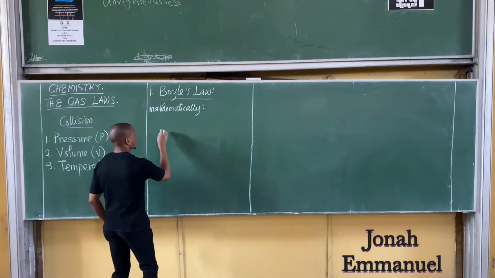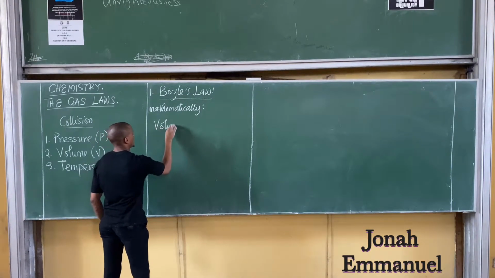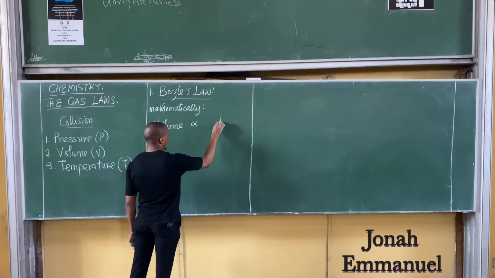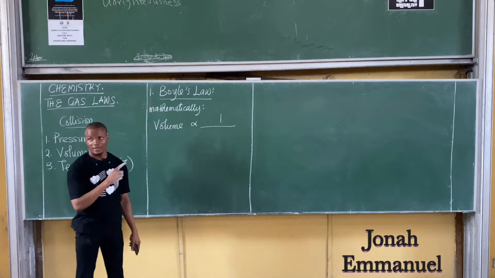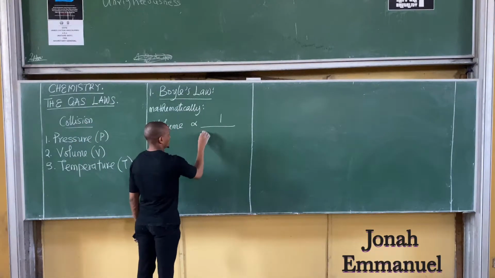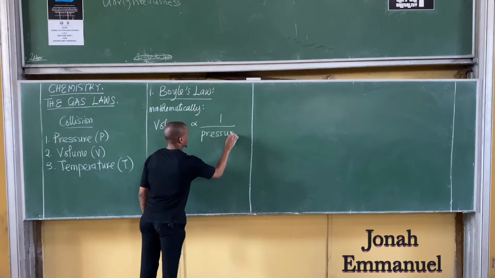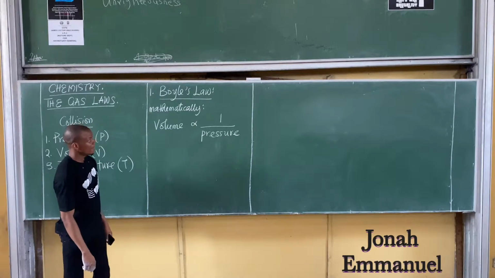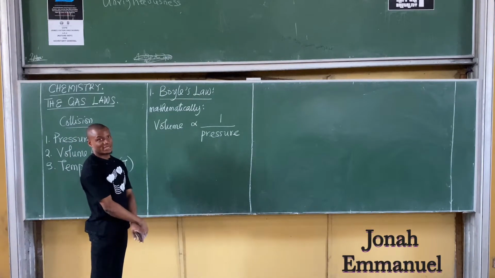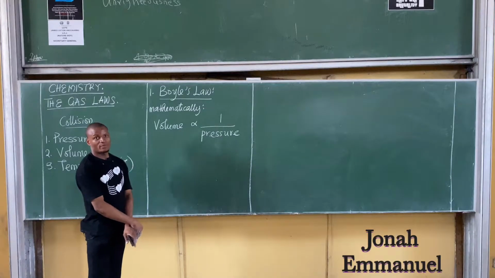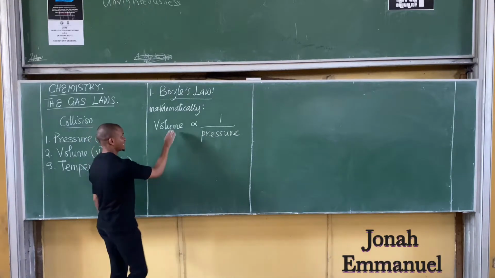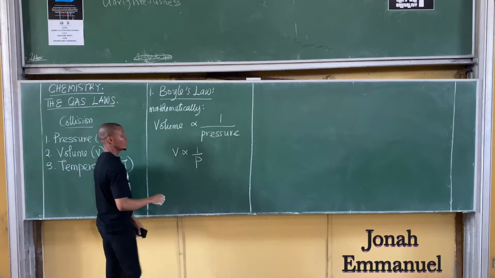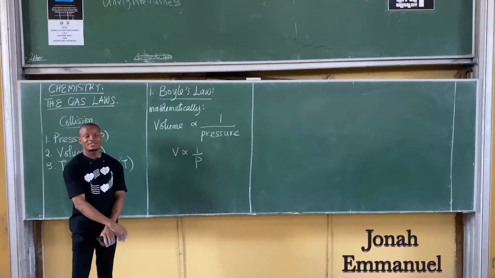So volume is inversely proportional to, for inverse, you put 1 over the pressure. This is how you do inverse variation, provided temperature is kept constant. Let's use V for volume and P for pressure. It means that V is inversely proportional to pressure P. For proportionality, how do I eliminate this sign?